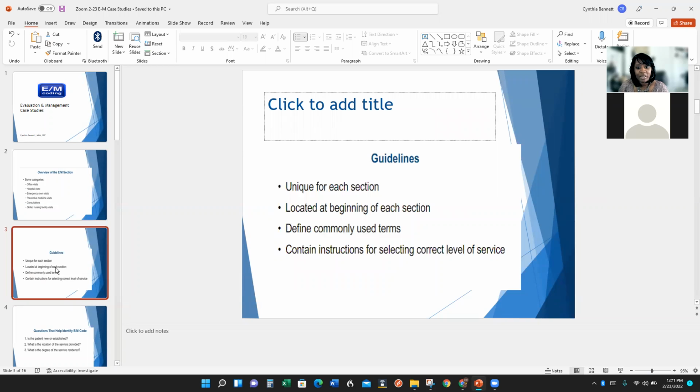So in this section, you have some unique guidelines. Those guidelines are located at the beginning of the section for E&M coding, and it will go over some of the commonly used terms in that section. It'll give instructions. So as in other parts of your manual, your guidelines will always be at the beginning of that section.